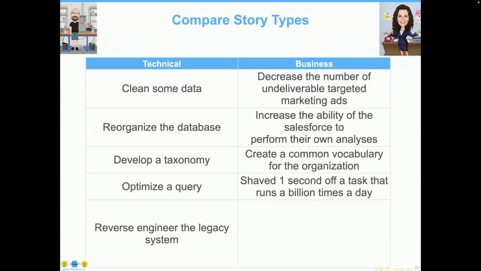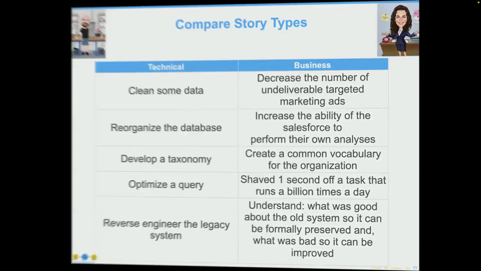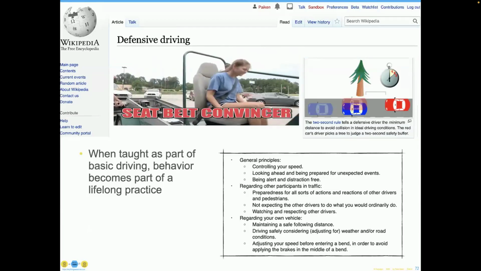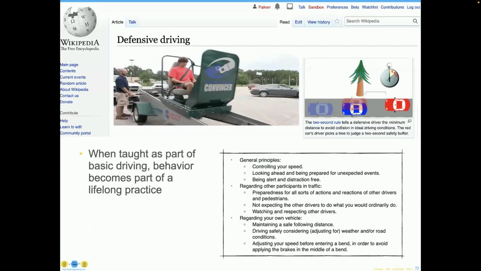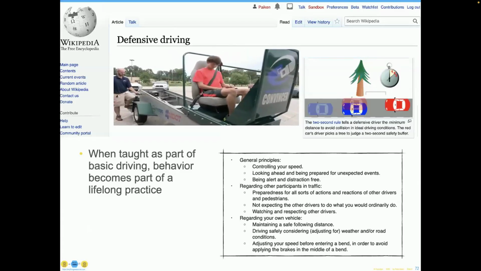Reverse engineer the legacy system. Oh my. Understand what's good and bad about it, so we can keep what we want to preserve and improve what we think is not up to par. Another important aspect of this is to consider the sociocultural aspects of it. And that is to just simply make it a way of life.